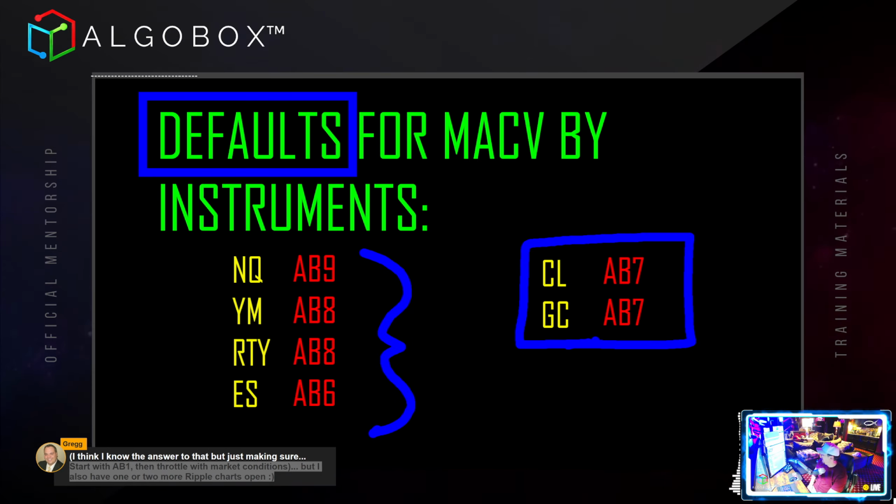Let's see. Hi, Vinny. If you change your lowest ripple chart to 4 or 5, then what AlgoBar setting will you put on the bigger ripple in MACV chart? Good question. Everything is relative.